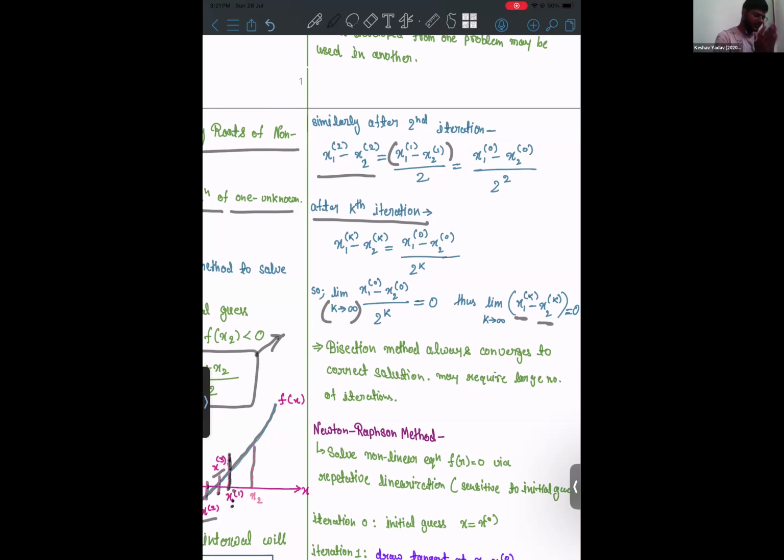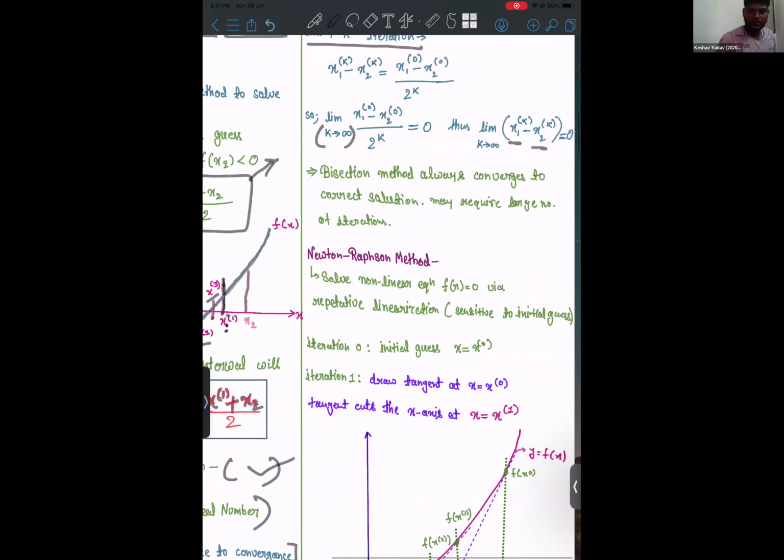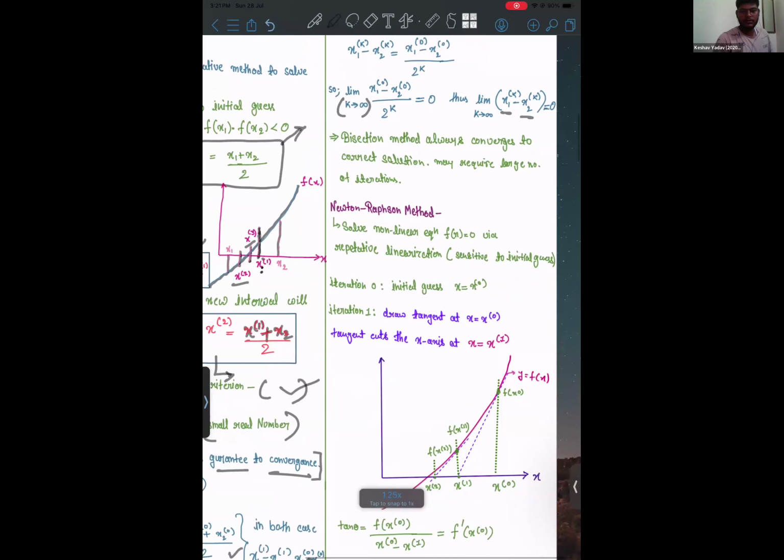This means the bisection method always converges to a correct solution, although sometimes, or most of the time, it requires a large number of iterations. Okay. Clear?